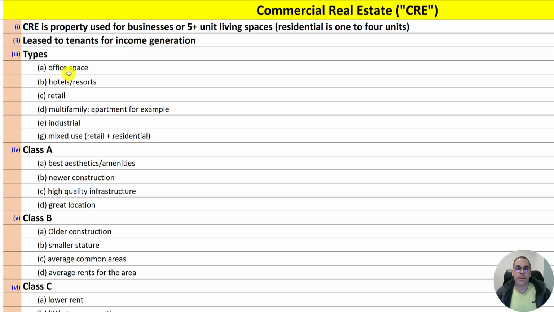There are many types of commercial real estate properties. A popular one is office space. You may work in one. Hotels and resorts. Retail, if you go to Starbucks, that's a retail space. Multifamily, for example, apartment buildings. Industrial, for warehousing, manufacturing companies. And mixed use, a combination of retail and residential. So on the bottom floor, maybe a Domino's pizza, and the 2 floors above that are people living in them.